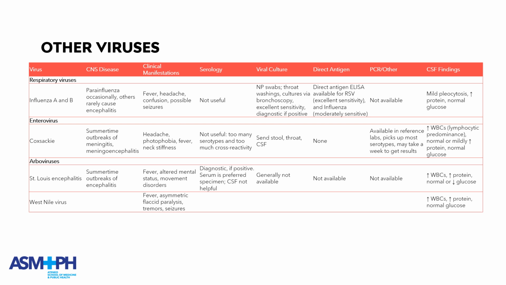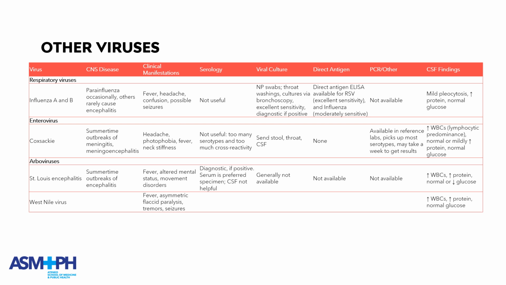Other respiratory viruses, such as influenza A and B, parainfluenza, and occasionally others, cause encephalitis. It may present with fever, headache, confusion, and possible seizures. A direct antigen ELISA test is available for RSV and influenza. Enteroviruses include Coxsackie, which is prevalent in summertime outbreaks of meningitis and meningoencephalitis. It will present with headache, photophobia, fever, and neck stiffness.